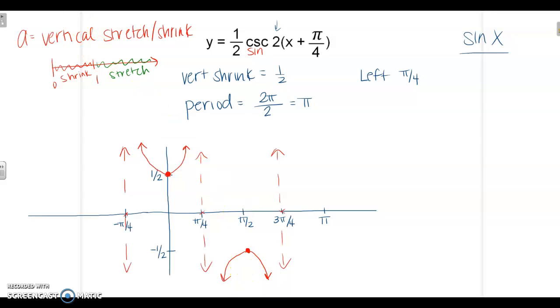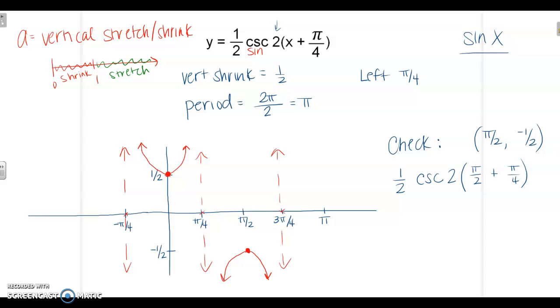And just like before, it's always important to check. So I'm going to check that one of our points works. So for example, I want to check that if I plug in pi over 2, that I get out the point negative 1/2. So if we plug this in, we have 1/2 times the cosecant of 2 times, in this case, pi over 2 plus pi over 4.